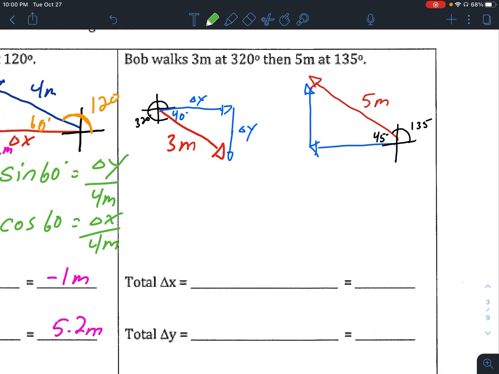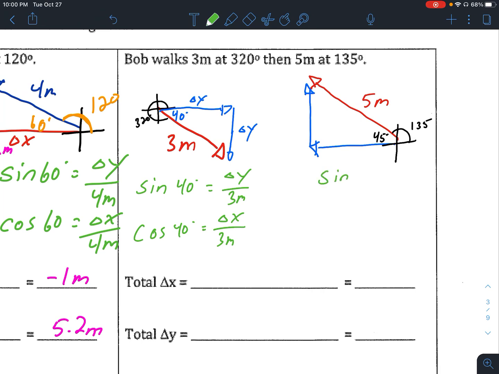So just like I did before, I tend to start with sine. I don't know why. So sine is opposite over hypotenuse. So delta y over my hypotenuse of 3 meters. To get that side, to get my x, cosine, adjacent, adjacent is my delta x side over my hypotenuse. Just kind of showing my work first.